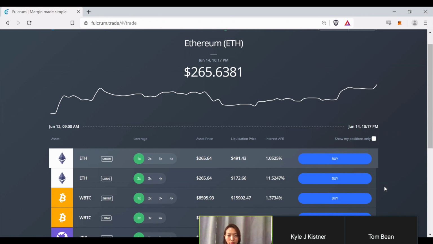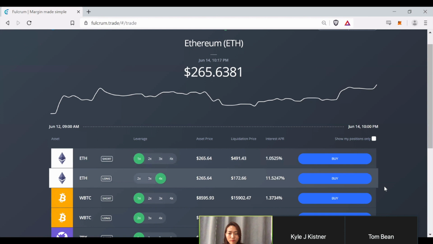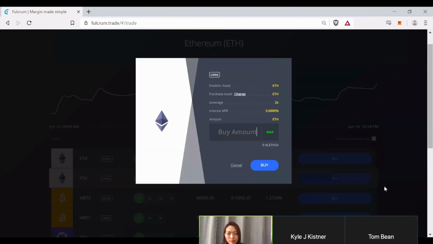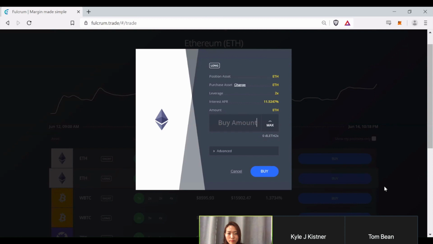And then the interest rate, which is the borrowing interest rate of the asset that you have to get from lenders. In this case, it's 11.5, because you're borrowing DAI and there are a lot of people borrowing DAI. So if you wanted to go 2 times long on ETH, it's a very simple process again. You just select the level of leverage you want. Then you hit buy. You select the amount that you want to buy.